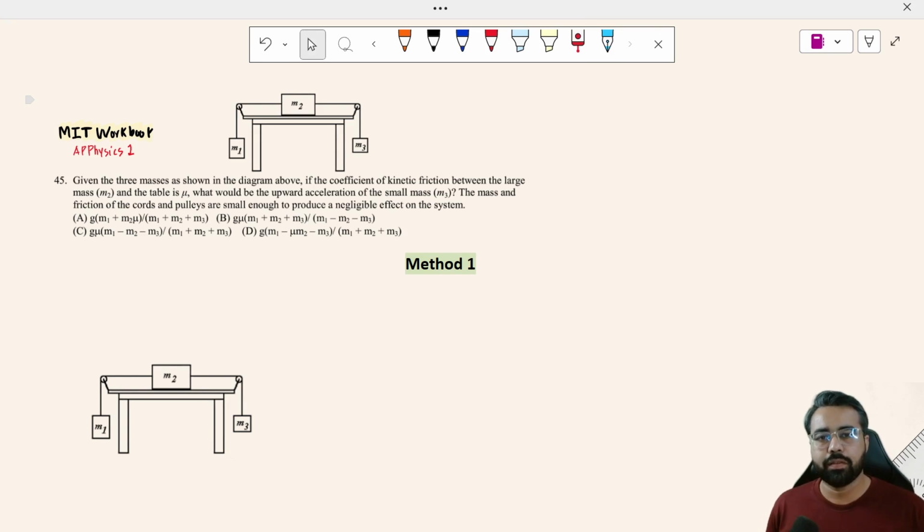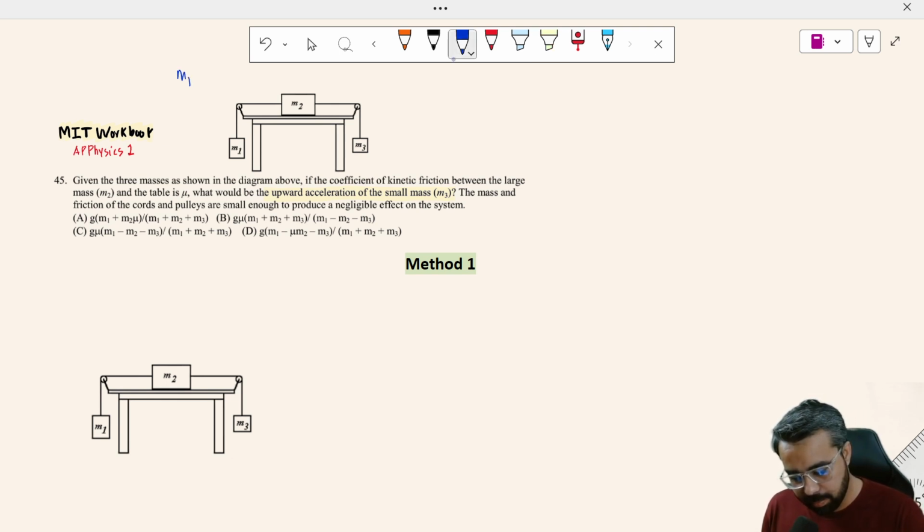In this question, we have to find out the acceleration of the mass m3, which is upward acceleration. It means that the mass m1 must be more than the mass m3. Okay, it is obvious. So that's why the acceleration of the mass m3 is up. That's a positive acceleration, and m1 has the same magnitude of acceleration, but it is downward.